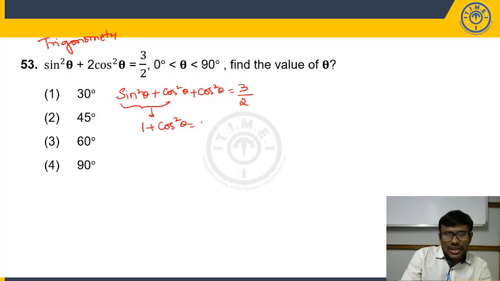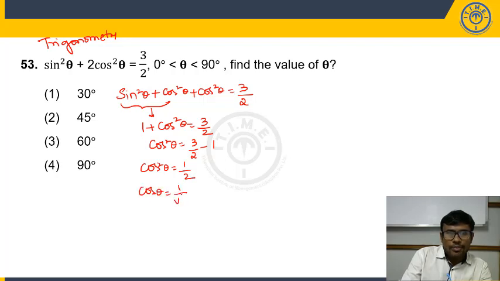cos square theta is equal to 3 by 2. So, cos square theta is equal to 3 by 2 minus 1. So, cos square theta is equal to 1 by 2. So, your cos theta becomes 1 by root 2. So, what could be the value of theta? Theta has to be 45 degrees. Why? Because it has to be in the first quadrant, 0 to 90. So, theta is 45 degrees.